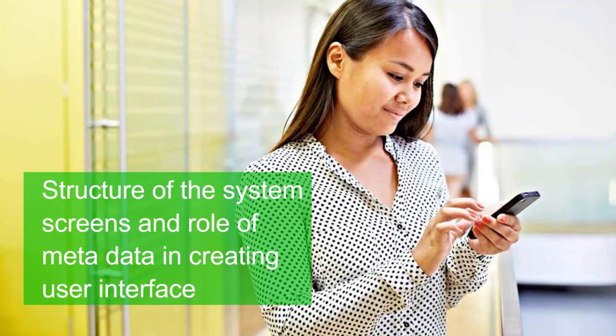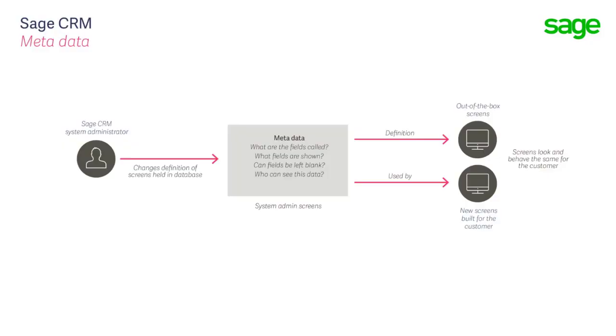Then what we also need to think about is how we customize, and this is where we need to understand that Sage CRM is very much a metadata driven system. So Sage CRM screens are defined inside the database, and we call this set of data within the system the metadata, because if it changes, then it changes CRM. Meta is the Greek word for change or beyond or above. It's a funny word in Greek.